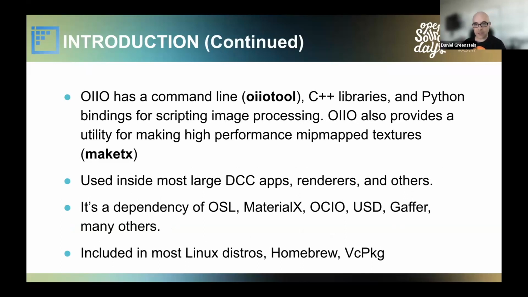We've talked about OpenImageIO tool, but there's also a utility called MakeTX that we use to make bitmap textures. So at Sony, for example, all of our textures are made with MakeTX, and it's pretty much a standard in the industry. It's used in a lot of DCCs and a lot of renderers. It's integrated in OSL, Material X. It's the workhorse of the industry when it comes to making and reading images. It's included in several Linux distributions as one of the base packages.